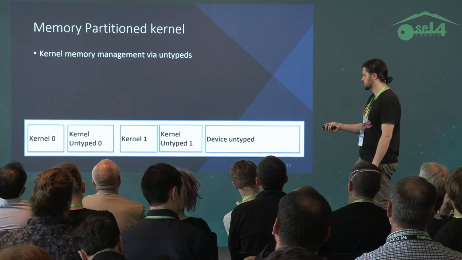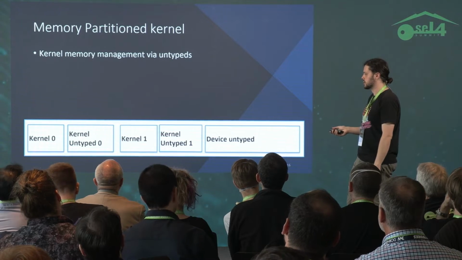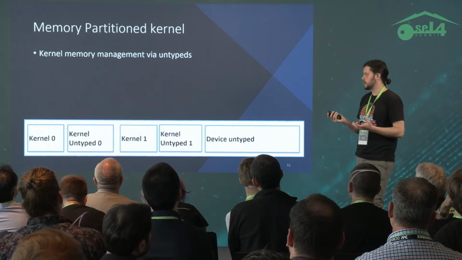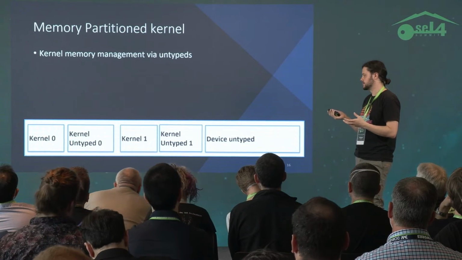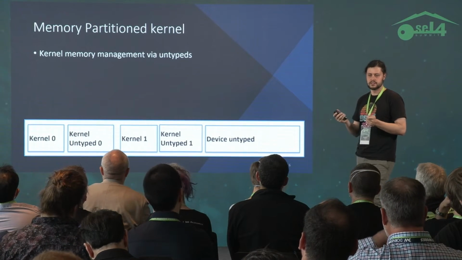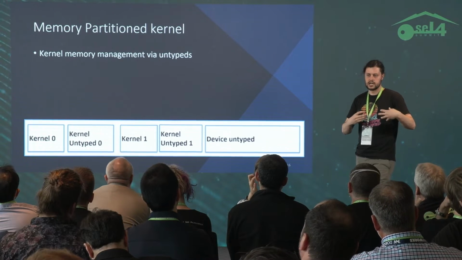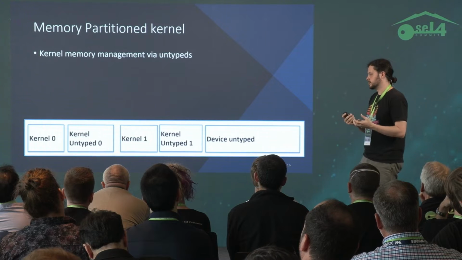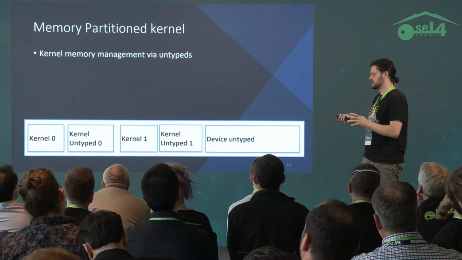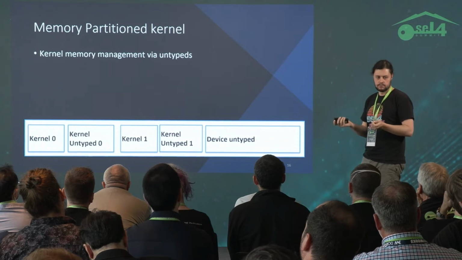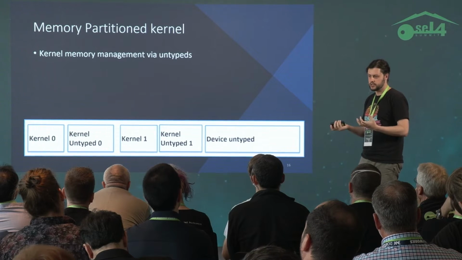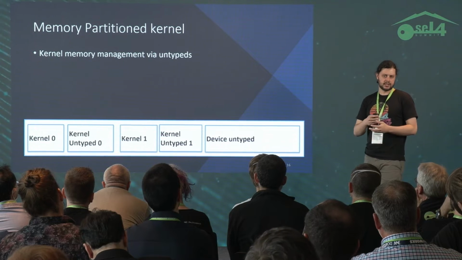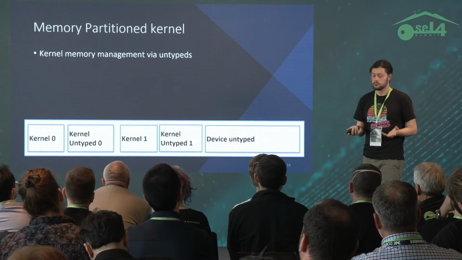Here, this is the RAM of the system. Because the kernel provides almost all of its memory management via kernel untypes and device untypes, it's very easy to partition the system up at configuration time or at boot time, so that it's easy to handwave that the kernels aren't going to be using the same memory, which means they aren't going to be interfering with each other. They're not going to be accessing the same state. And over time, that can become less of a handwave and more of something that is actually proven.